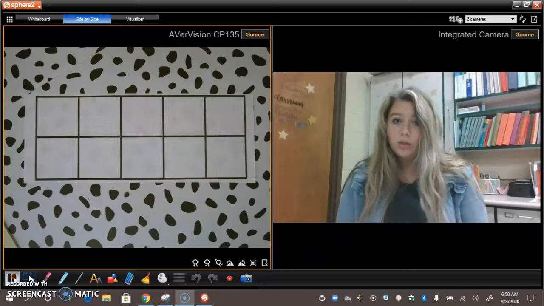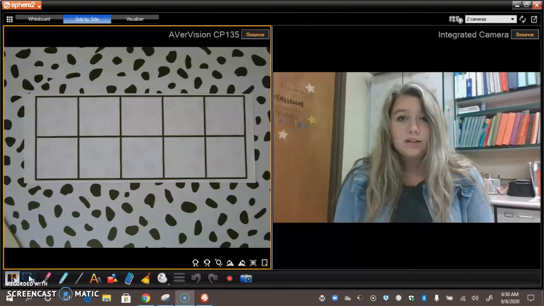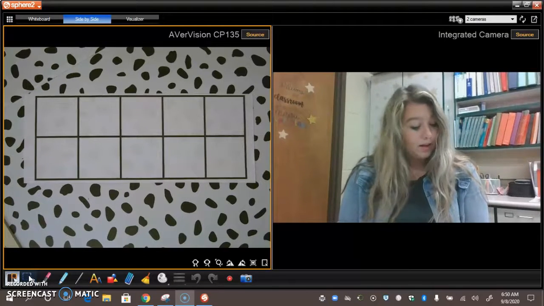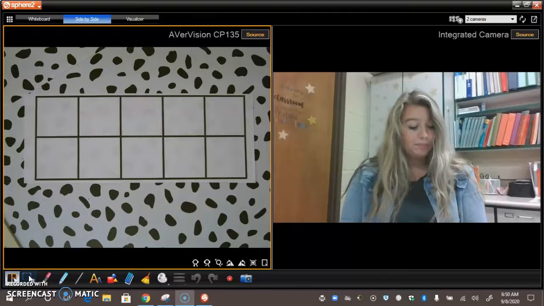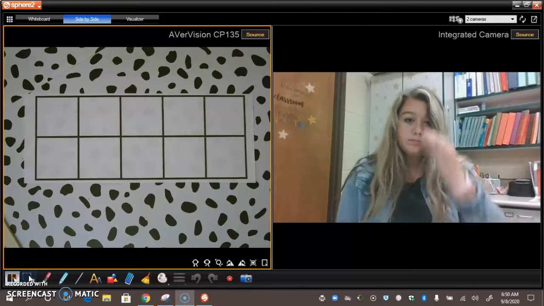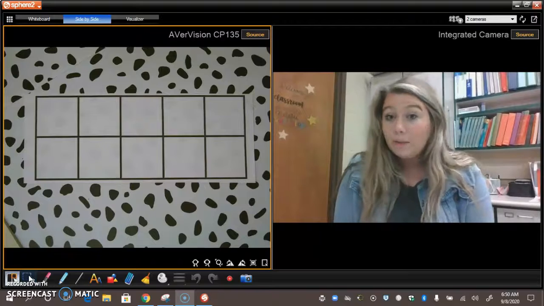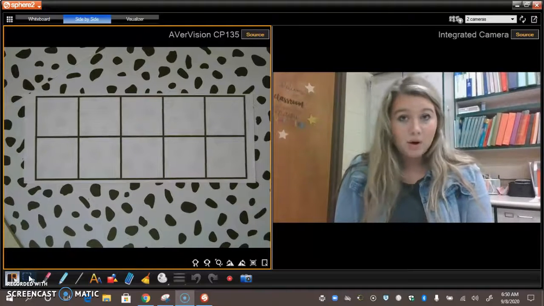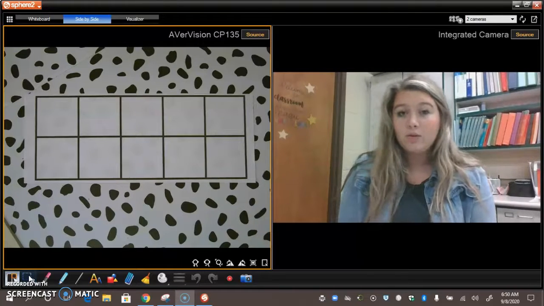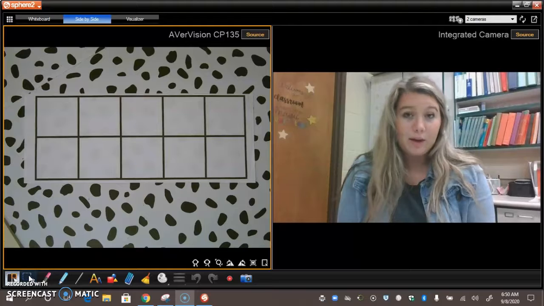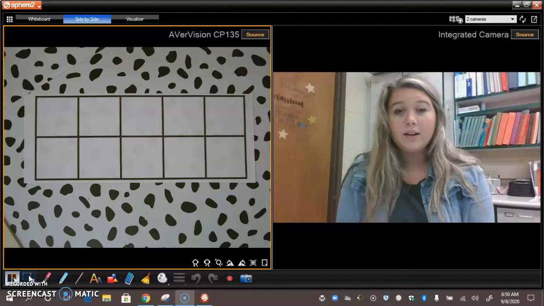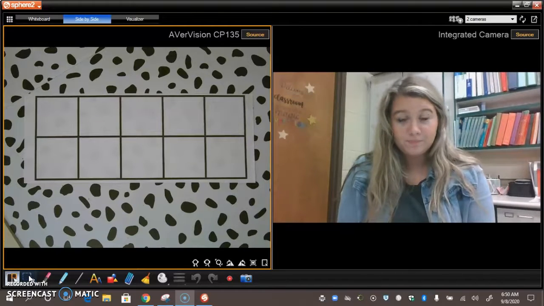So pause the video really quick and think to yourself, what does it mean if we have a pair? Think of an example of what a pair might be. So like I said, pause the video and go ahead and hit play when you think you have a good understanding of what a pair is or an idea and an example of what a pair might be.